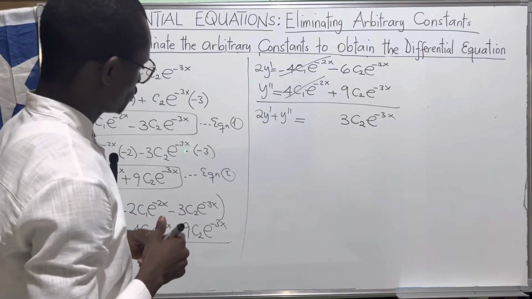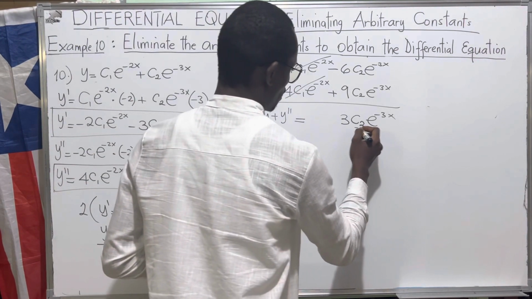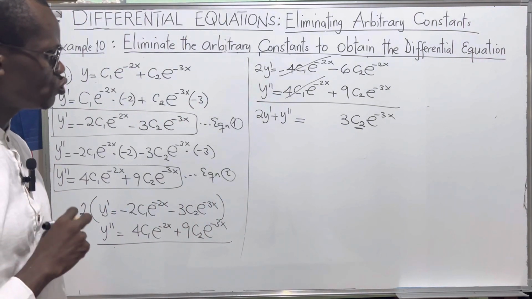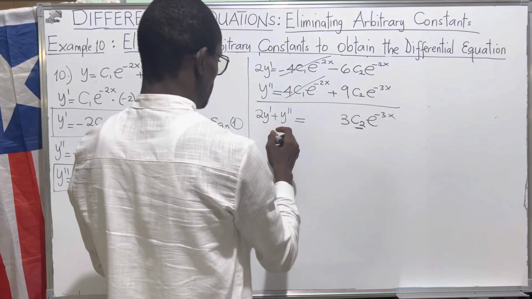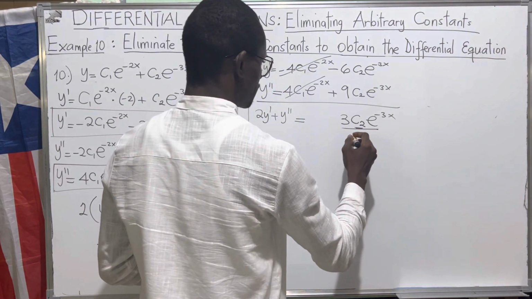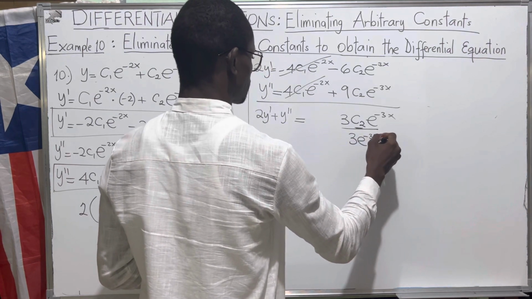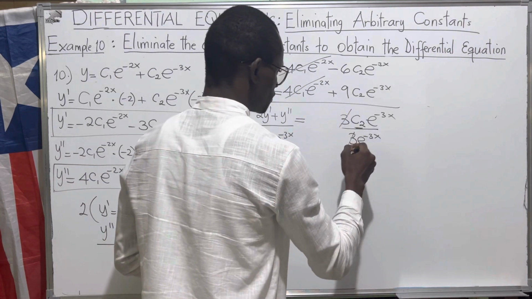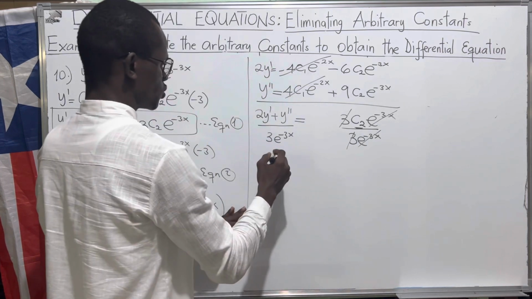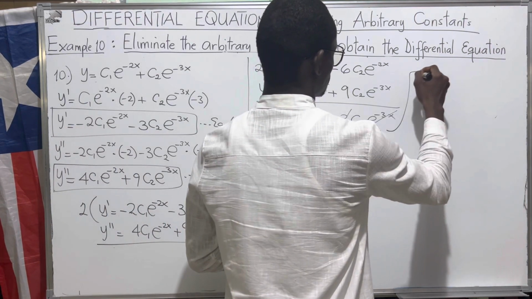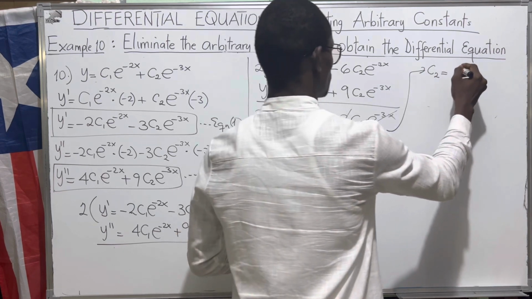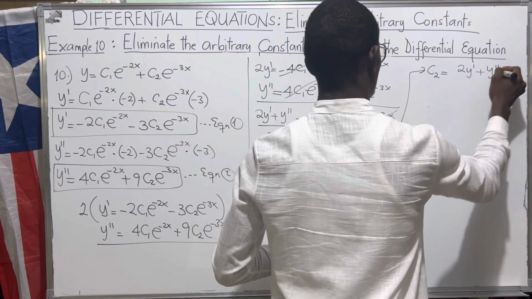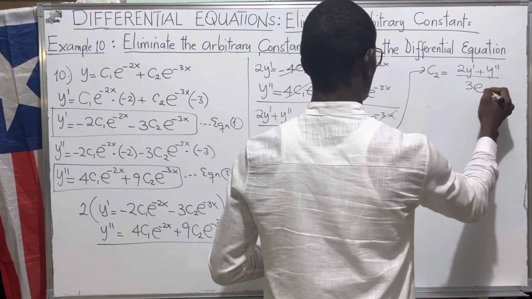But what have we just observed? We have now only c2 within the problem. So if we divide this out by 3 e raised to the power minus 3x and divide this out by 3 e raised to the power minus 3x, 3 can cancel 3 and this one can cancel this. So you will have c2 equal to 2y prime plus y prime prime all over 3 e raised to the power minus 3x.